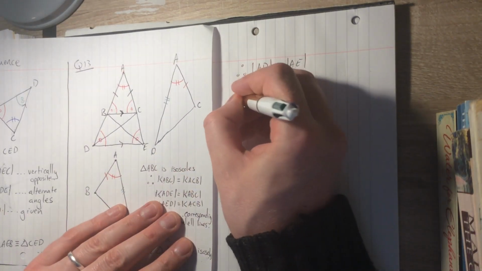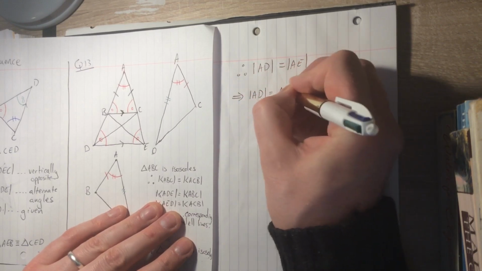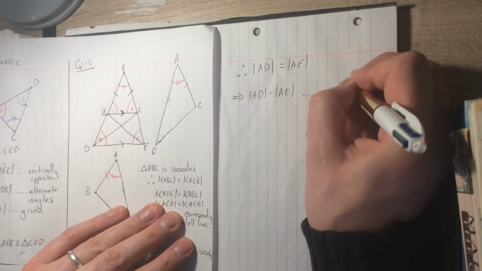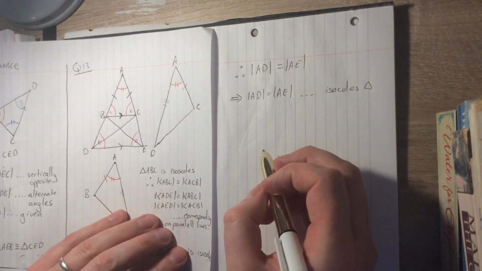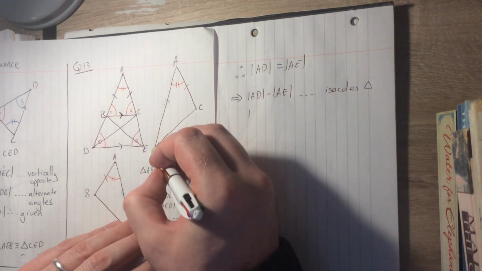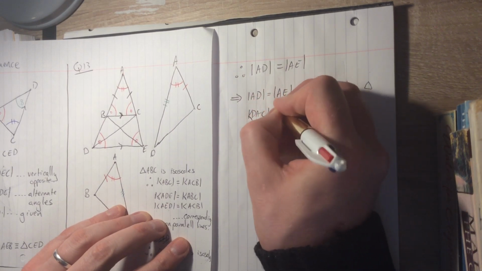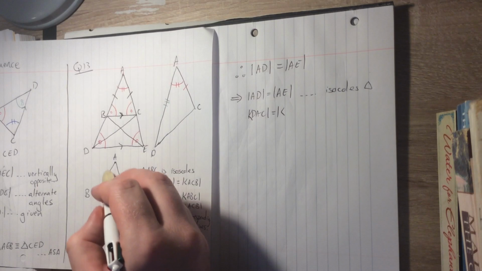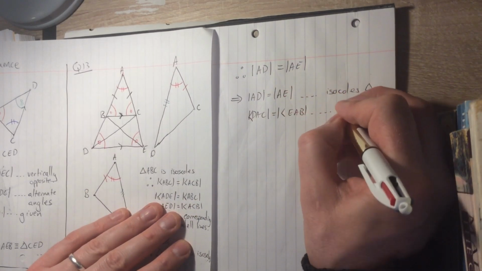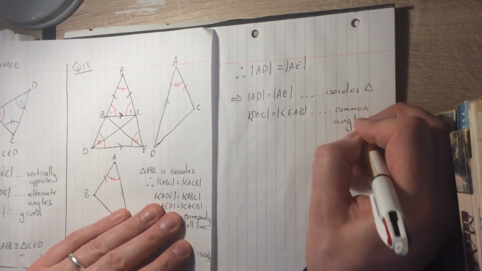So now we can say, well, if AD equals AE, because of an isosceles triangle, we can say the angle up here, which we'll call DAC, that angle is the same size as this angle here, EAB. And what you say there is that that is a common angle, as in it's in both shapes. It's common to both shapes.